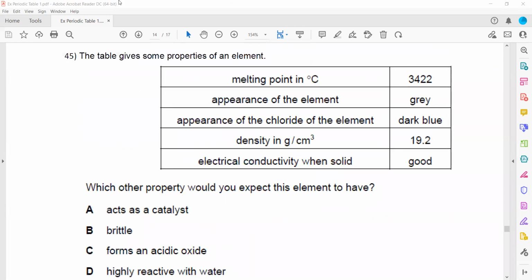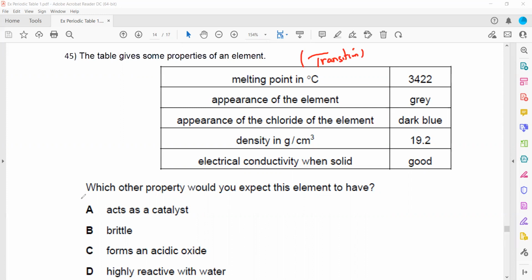The table shows some properties of an element: high melting point, colored compound, and high density. So it means they're talking about the transition elements. So what are the characteristics of transition elements?